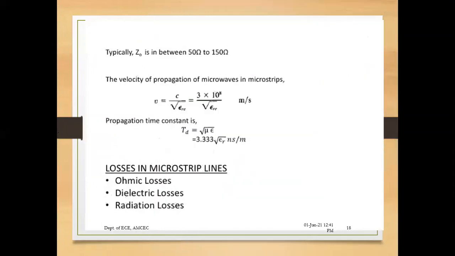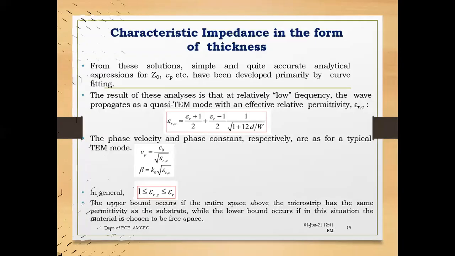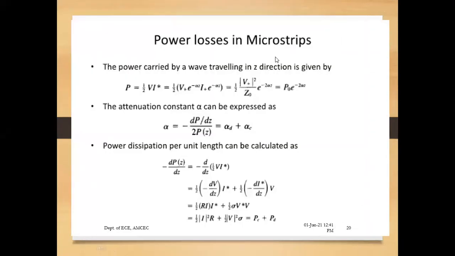So these three losses, out of that, this was the one you studied today, that is power loss in the microstrips. Power carried by the traveling wave in z direction: we had written the equation for power, half into V into I complex conjugate. Write only for z direction. You get half into V plus z naught e to the power minus 2 alpha z, which we know, P naught, that is output power, is half into V plus square z naught e to the power minus 2 alpha z.